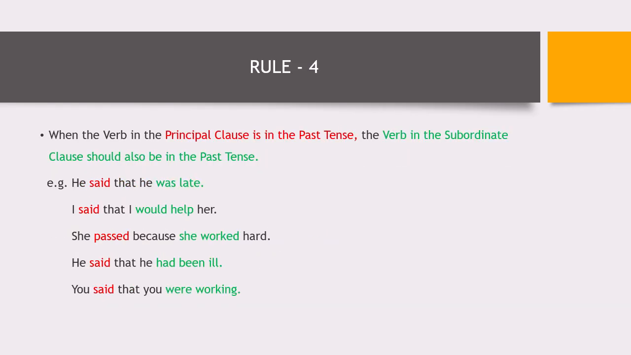Rule 4. When the verb in the principal clause is in the past tense, the verb in the subordinate clause should also be in the past tense. For example, he said that he was late. I said that I would help her.